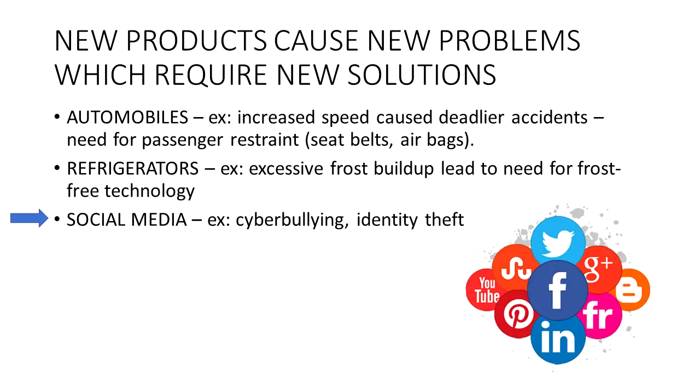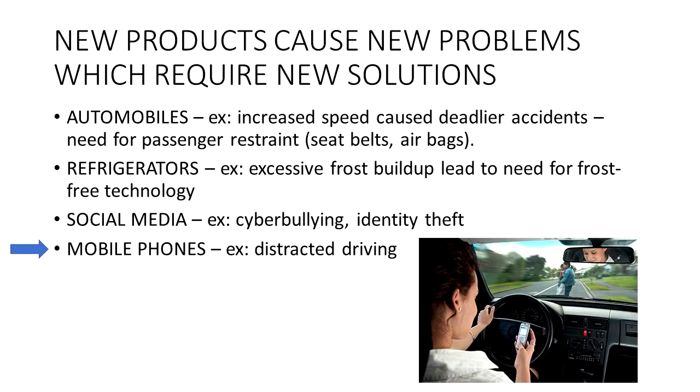Some other things, more recently, social media has created problems such as cyberbullying and increased identity theft. And there are inventions being directed to these types of issues today. Mobile phones created, well, we shouldn't say created, but certainly elevated distracted driving. And so there are inventions that you can probably see in your smartphone that are dedicated to preventing distracted driving, such as going to hands-free and things like that. So this is one way to help find problems that need to be solved.